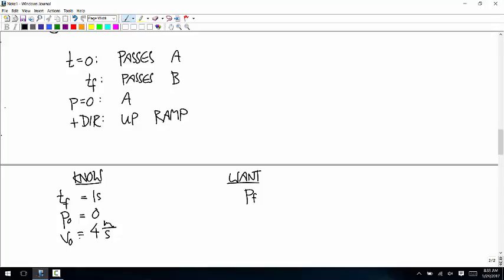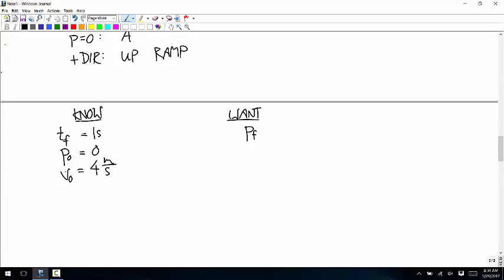How do we know that this is positive and not negative? Yeah, that's right. It's going up the ramp, so that's our positive direction. V final is positive 2 meters per second. And that's everything. So now what we're looking for is an equation that has PF in it, and all the other variables in it are listed here. Are there any that work like that? No.